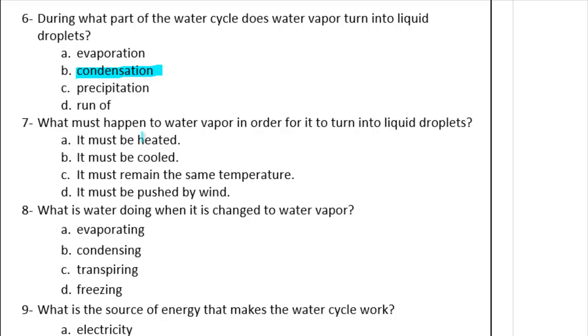What must happen to water vapor in order for it to turn into liquid droplets? It's condensation, so it must be cooled. Number 8, what is water doing when it's changed to water vapor? When the water is changed to water vapor, this is evaporating.